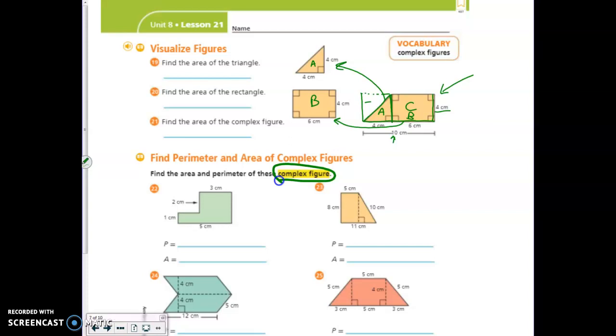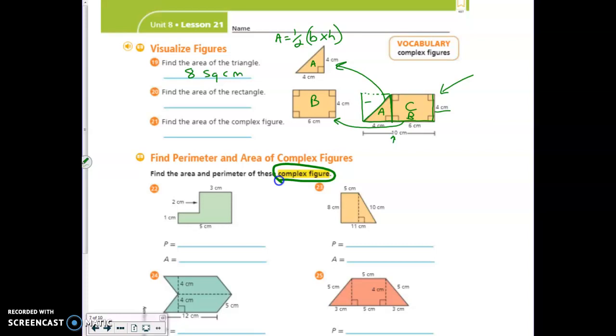All right, so we've got to remember the formulas. For this top one, triangle A, we've got area equals half of the base times the height, or base times height divided by 2. Again, we've been doing that for about a week and a half now. So 4 times 4 is 16. Half of that is 8. So our area for triangle A is 8 square centimeters. Hopefully that makes sense and we know where we got those numbers from.